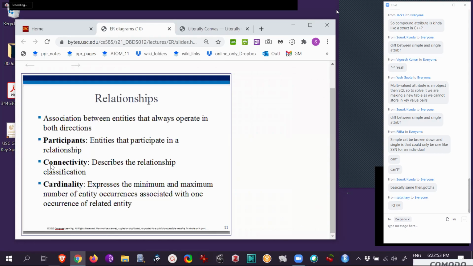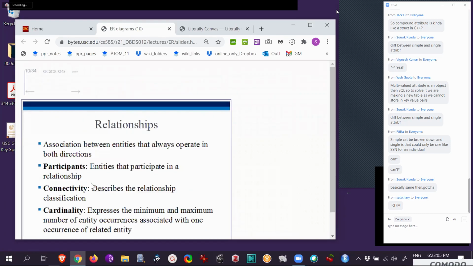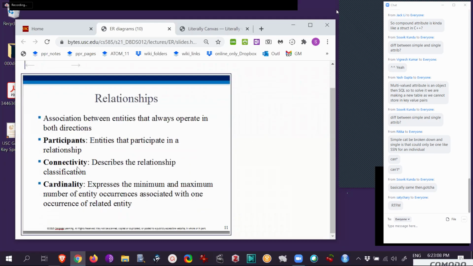Now, this whole notion of connectivity versus cardinality. I can tell you why we saw things like 1, 1, okay? So when we join 2 tables together, I think there's a picture that's coming, like these numbers. When you join 2 tables together, there's 2 different things you talk about. One is called connectivity, and this is what I already told you: one-to-one, one-to-many, many-to-many. All that is called connectivity. So connectivity only has 3 possibilities.